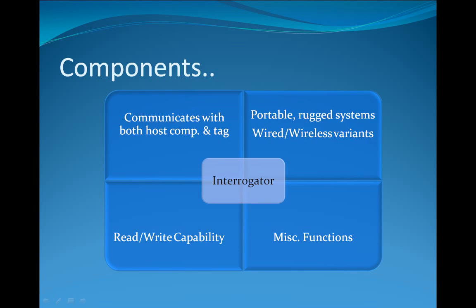The interrogator, or more commonly the reader, is what comprises a fraction of remaining parts of the RFID system. Its primary function is to initiate data flow between the host computer and the tag. Designing has led to portable models with wired and wireless variants and having miscellaneous but important functions such as ability to uniquely identify a tag and provide support for non-collision of signals.